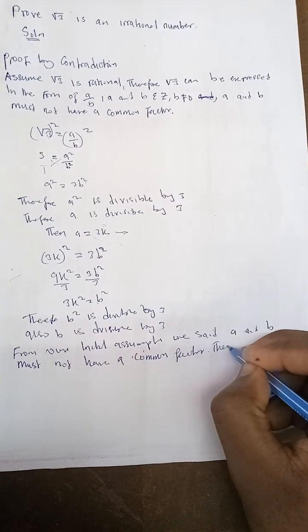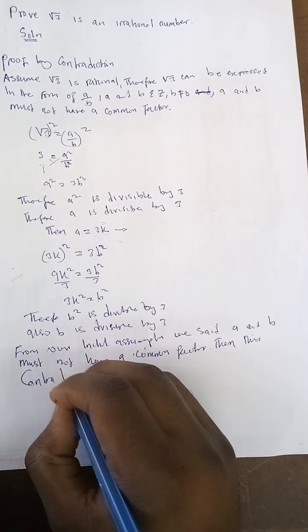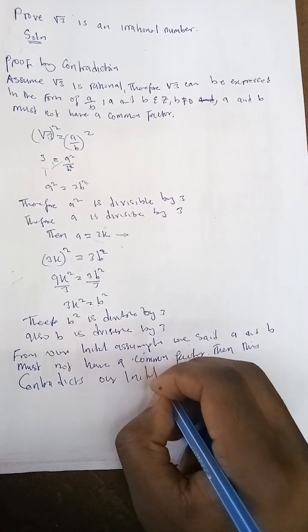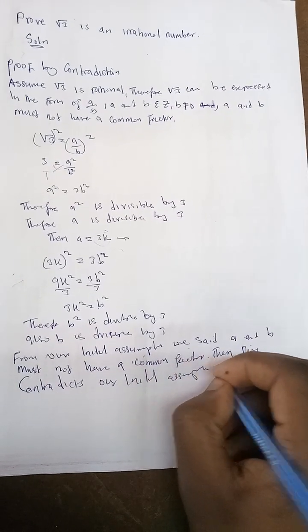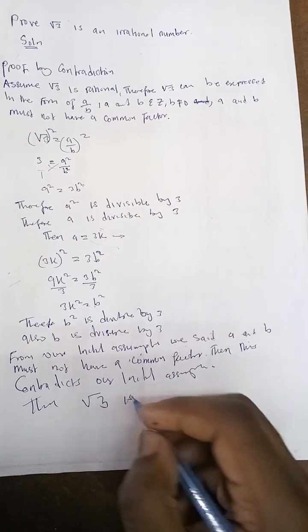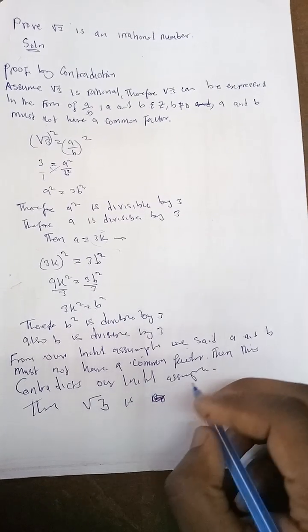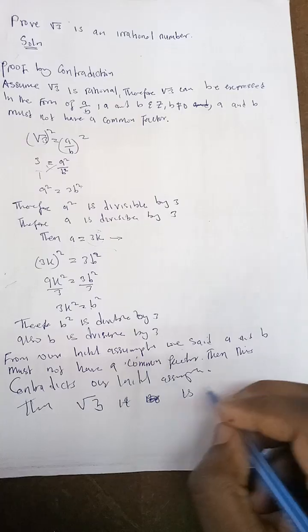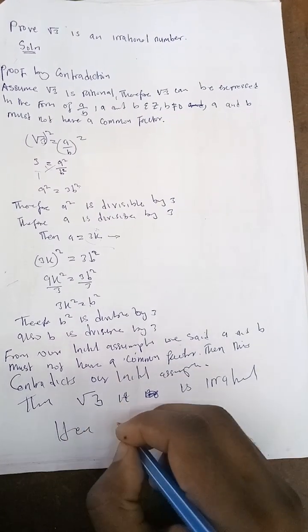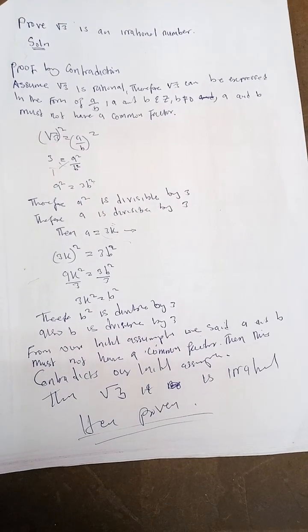Then this contradicts our initial assumption. Then the square root of 3 is irrational. Hence proven. Thank you.